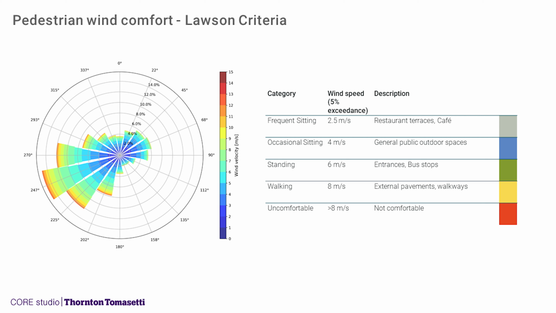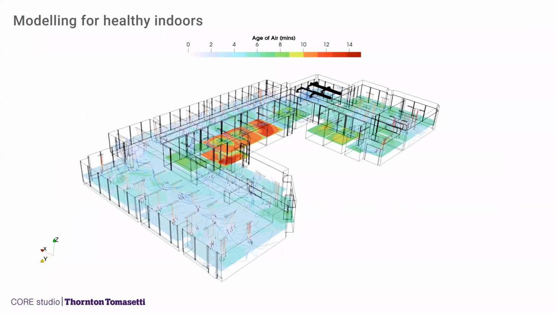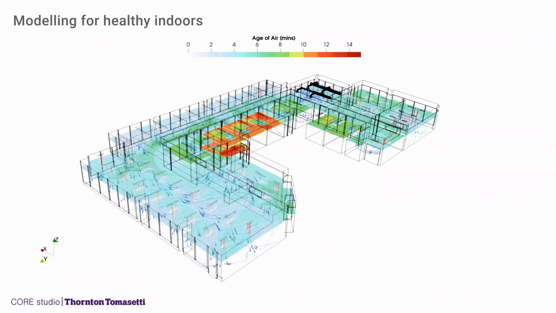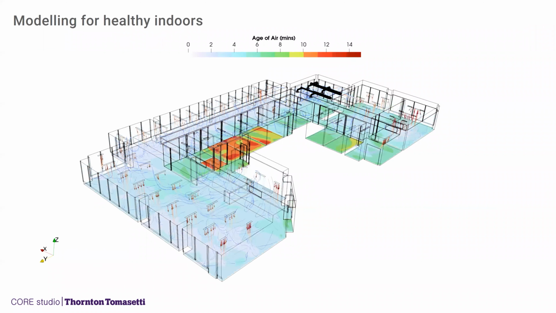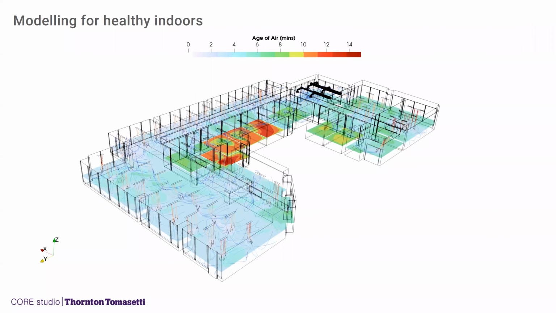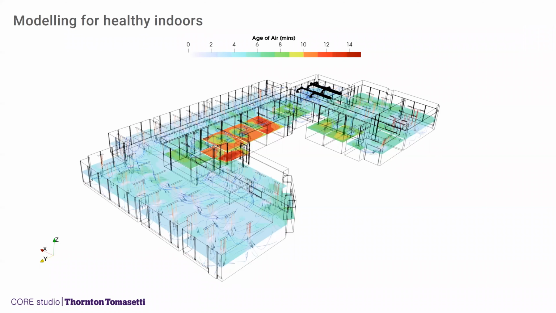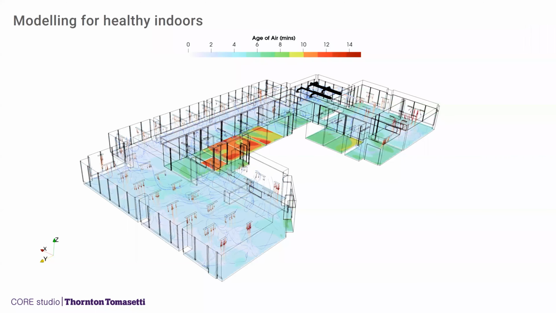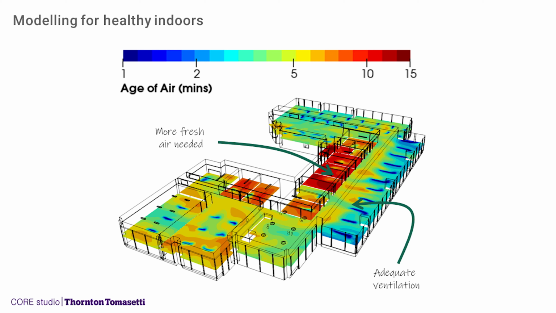Another thing, very recent, that we've been starting to look at is what we call healthy indoor. So actually, the age of air inside of a space, thinking about going back to the office again, and is the HVAC system actually working appropriately, yes or no? How do people behave and feel in the space? And is the ventilation adequate, or do we need more fresh air?